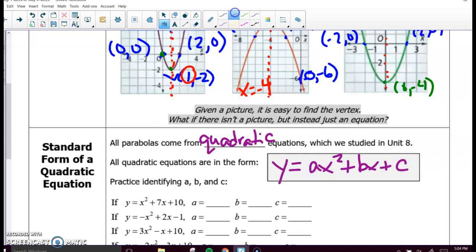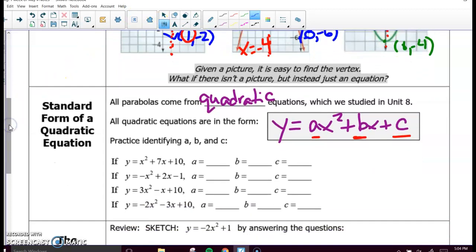The a value is always in front of our x². The b value is always in front of the x, and the c value is a constant. As I look at the first one, y equals x² plus 7x plus 10. My a value, what's in front of my x²? Well, there's nothing there. Does that mean it's 0? No, it is a 1. My b value is what's in front of the x. It's a +7. Make sure to always bring the sign with you. And my c value is +10.